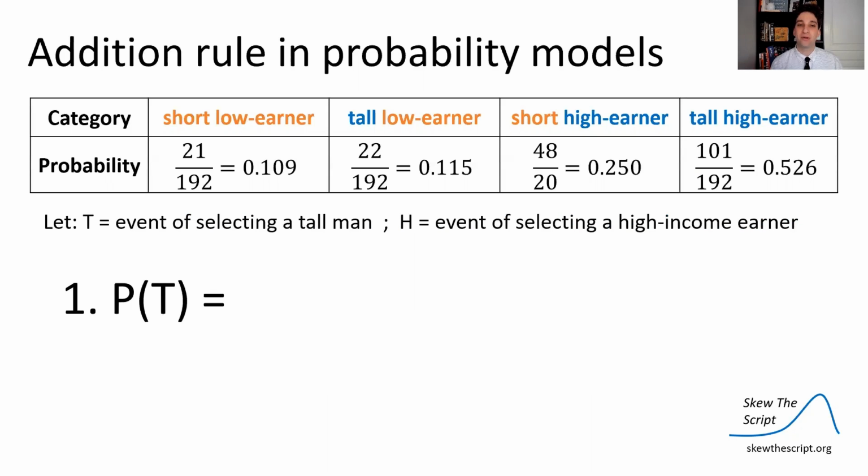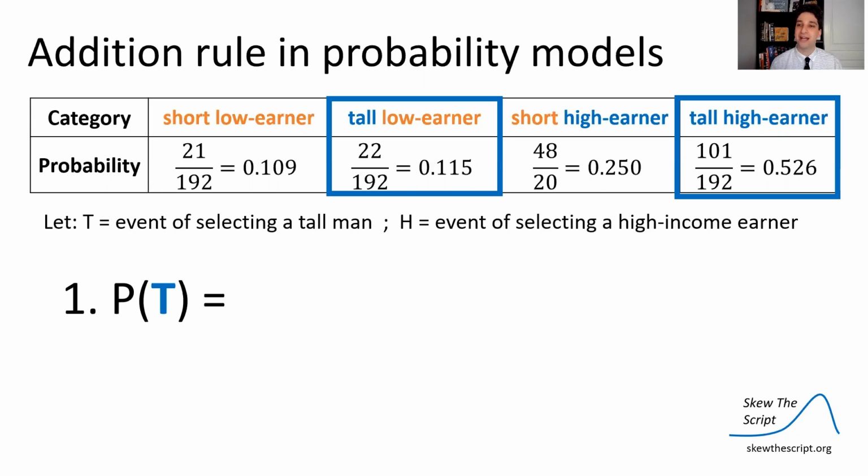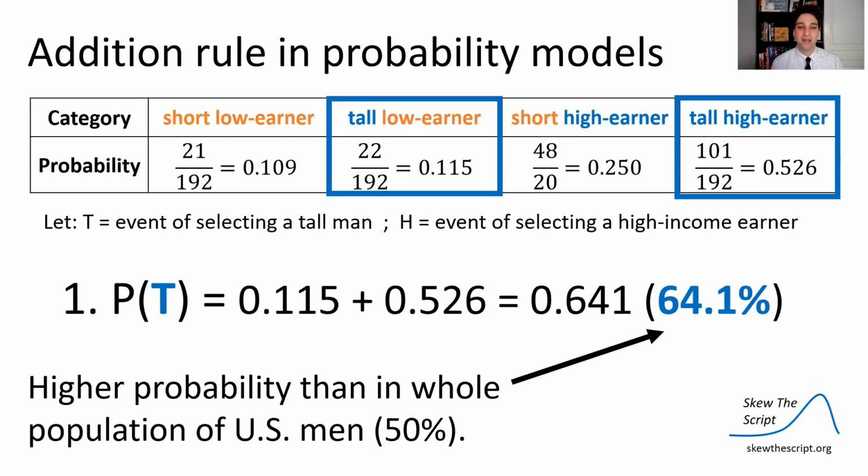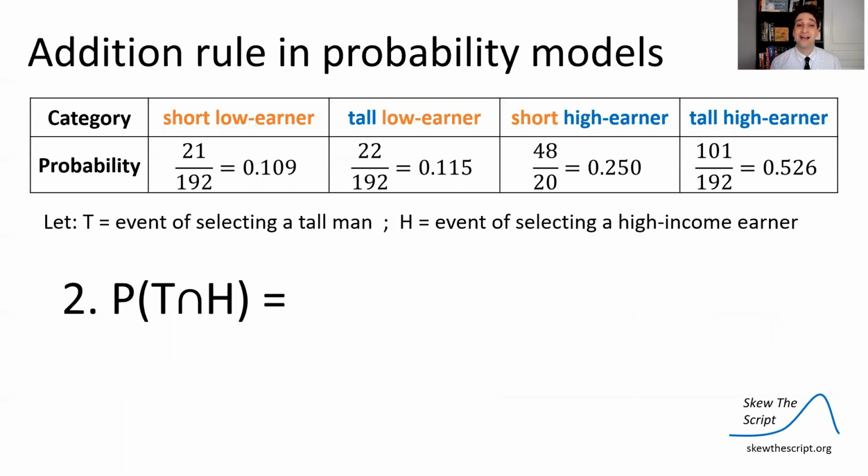So first, let's find the probability of selecting a tall man. Well, there were 2 of these categories that had tall men in it, so we're just going to add those together. We have a 64.1% chance of selecting a tall person from the OkCupid dataset. This is a much higher probability than the population of the US as a whole, because remember, 50% should be above the median. So we're already saying OkCupid people tend to be tall. Well, at least they report being tall.